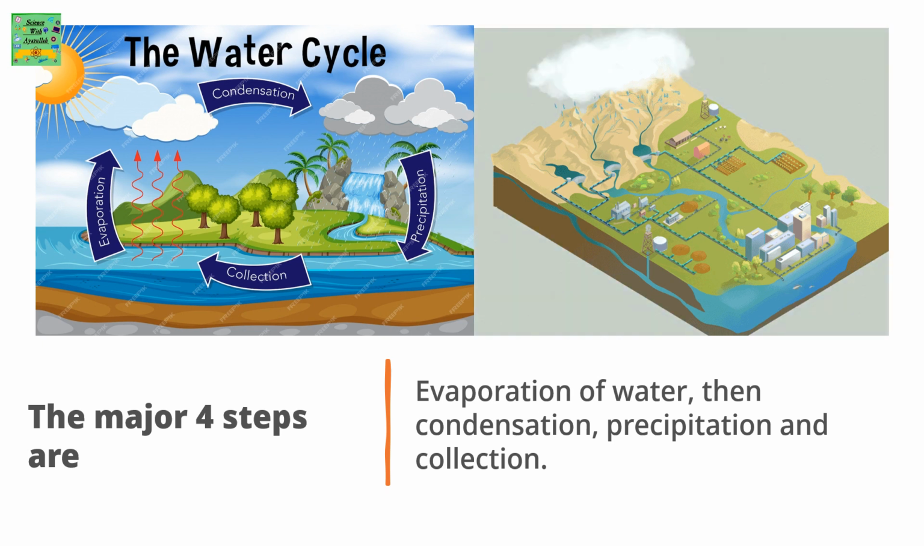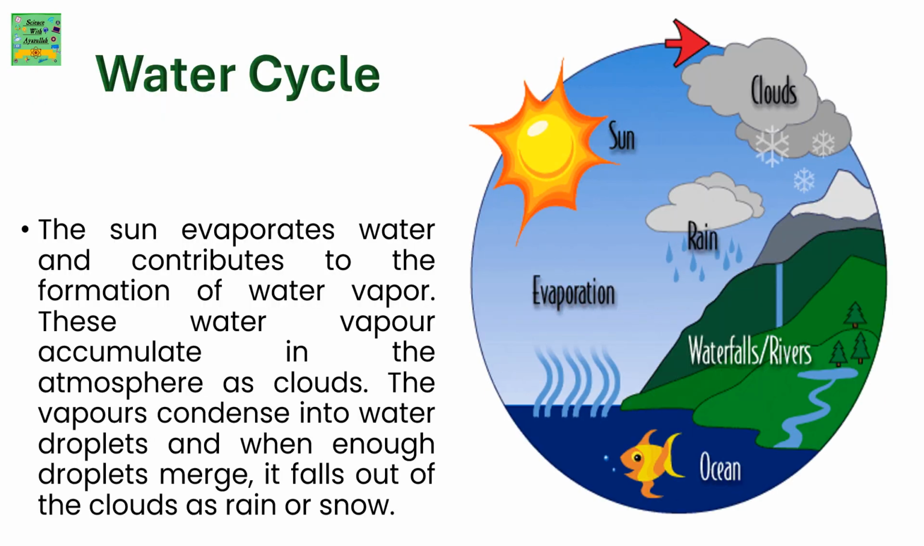The water cycle. There are four major steps in the water cycle. The first one is evaporation of water, then condensation, then precipitation, and lastly collection. Water cycle. The water cycle is a biogeochemical cycle that involves the continuous movement of water on, above, and below the surface of the earth.